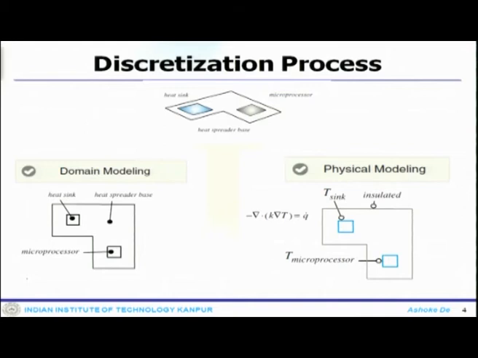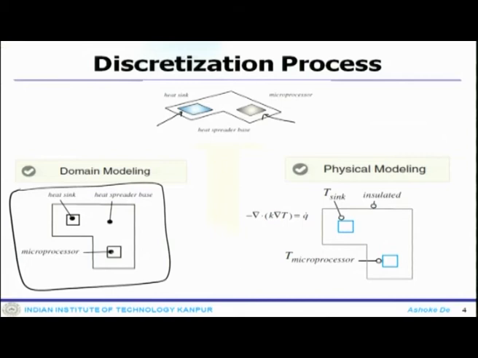Now, let's take an example and see how things actually move on. So, here is a base of heat spreader. This portion is the heat sink and this is another patch there. So, it is essentially a microprocessor. Now, if you look at the domain modeling, this is my microprocessor, this is my heat sink and this is the heat spreader base. Essentially the heat spreader base is a kind of an L-shaped base where I have a heat sink, where I have a microprocessor.